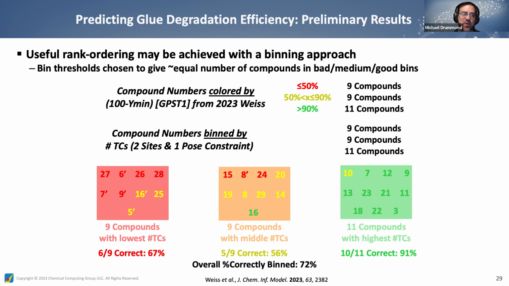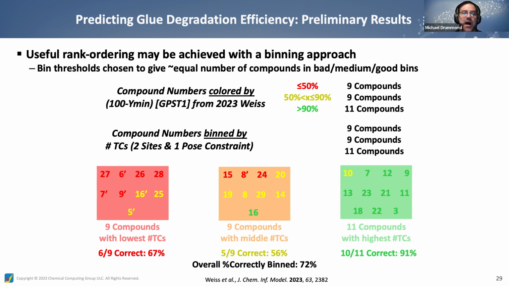somewhere between 50 and 90% of the protein, or over 90% of the protein. And so what I'm showing down here, the font color for the numbers, these are just their compound numbers in the paper. Anything in red was shown in that paper to be a bad degrader. Anything yellow was kind of middling to okay. And then anything in green are the glues that you would be interested in from a degradation perspective.